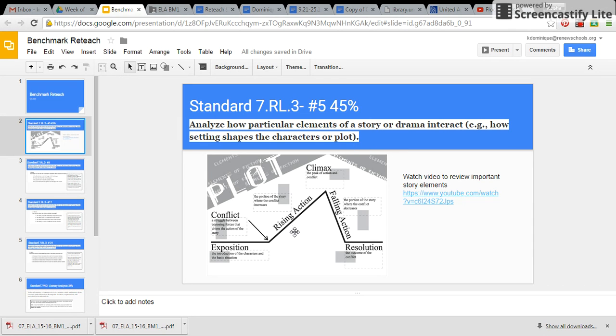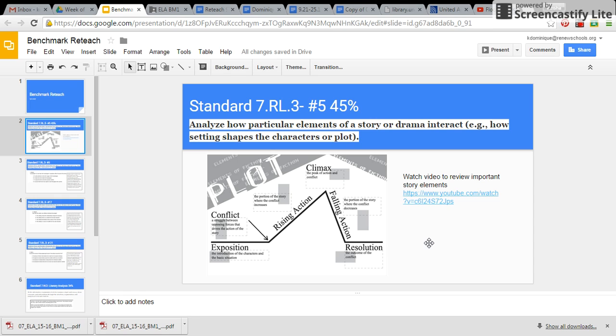So I put the plot diagram here, which we've seen over and over several times. It includes the exposition, the conflict where the problem is basically introduced, the rising action. This is the part of the story that leads up to the climax. The climax is usually the most exciting part or the turning point in the story, then falling action, and resolution. I want you to pause the video again here, and I want you to watch this video from YouTube.